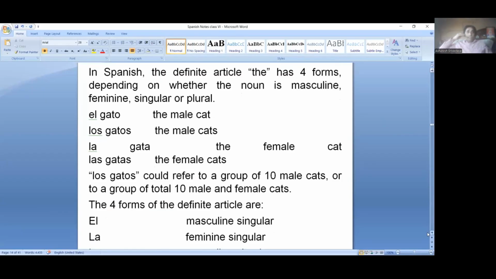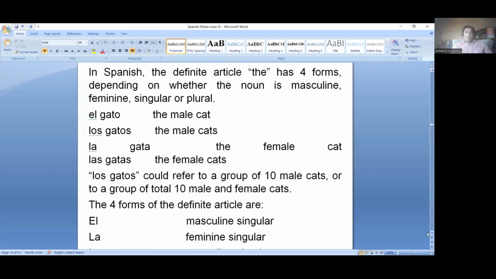Let us see how to say the articles in Spanish. In English, we have the definite article, the, and the indefinite articles, a and an. So let us see how to say the same in Spanish. In Spanish, the definite article, the, has four forms depending on whether the noun is masculine, feminine, singular, or plural.